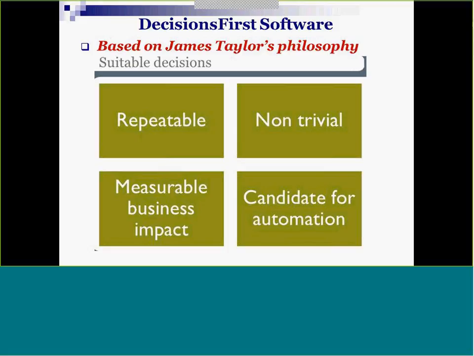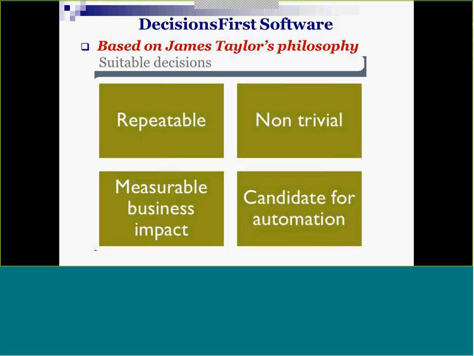First of all, they're repeatable. In other words, they happen often, which is operational. Secondly, they're non-trivial. If they were trivial, you certainly wouldn't need to frame them. You wouldn't need an analytic. You'd just say, oh, that's simple. Just boom, yes, no. Third, they need to have a measurable business impact. Again, it's probably very small on an individual case level, but collectively, because they occur so often, they have a large impact. And finally, these make good candidates for automation.